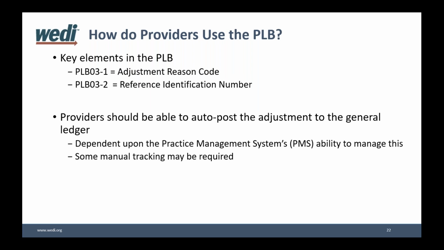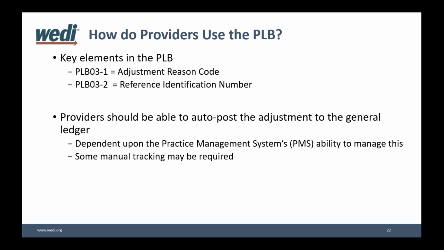So this is the PLB segment. The two pieces are the adjustment reason code and a reference identification number. These adjustment reason codes are different than the CARCs that we just talked about. There's a different set, and by nature they have to be, because these are provider level adjustments.